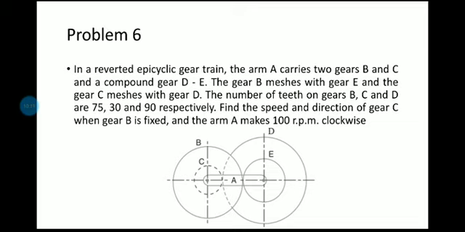You can read the question again. The numbers of teeth are given. On B, C and D, they are given as 75, 30 and 90. Find the speed and direction of gear C. So the question is you have to find N of C, when gear B is fixed and the arm A makes 100 rpm. So the speed of the arm is 100 rpm. For gear B, the speed NB equal to 0 since it is fixed. You have to find NC. That is the question.